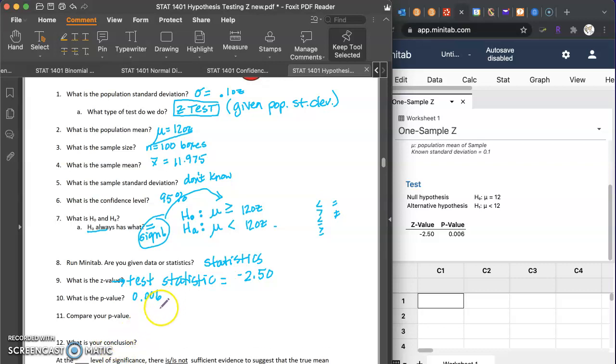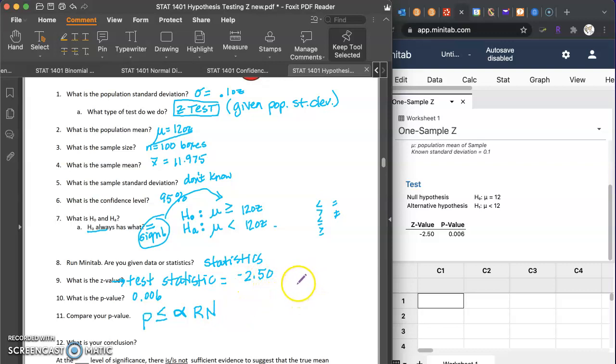Compare your p-value. This is how I try to get students to remember how to write this. I tell them, people eat fish out of the river Nile. And what that means is, in statistics, if your p-value is less than or equal to your significance level, then you're going to reject the null hypothesis.